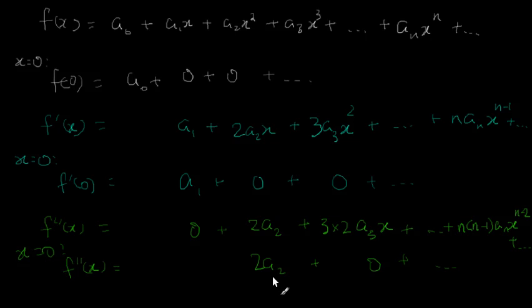And so this gives me a formula for a2. 2a2 is equal to this, so a2 would be half of this. So a2 is equal to 1 over 2 times the second derivative. I'm supposed to have set x to 0, so f double prime of 0. This means that I have to differentiate the function twice and then substitute x equal to 0 inside.